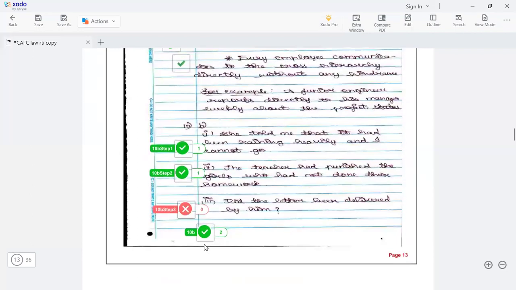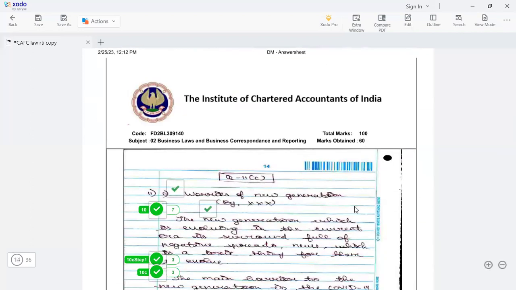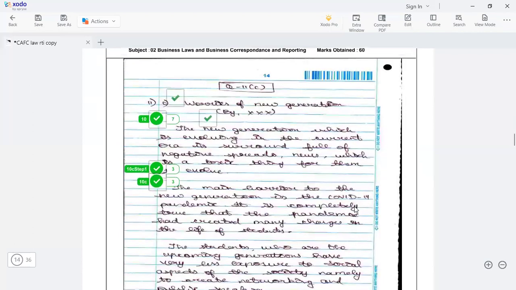Then 10B is again a grammar based question here. So similarly, they have given the answer for grammar as directed, whatever question was given to them. Then 11C is again attempted over here. Worries of new generation. This question also you have to attempt. This seems to be 10C, wrongly written as 11C. So this one is 10C that has been given by the paper writer. And with 10C also, you have to present your answer.